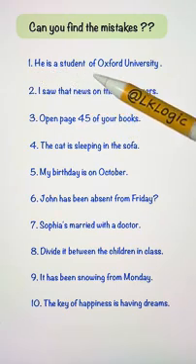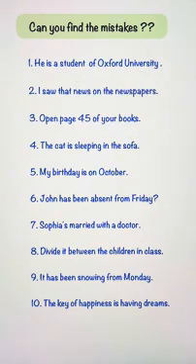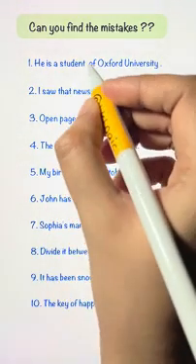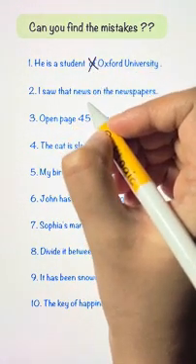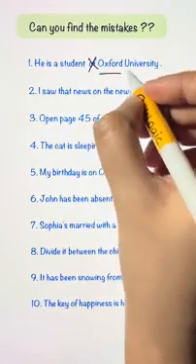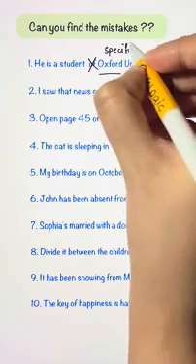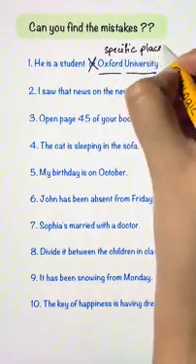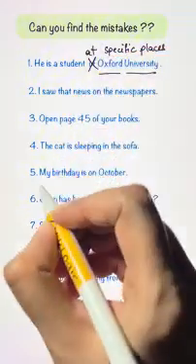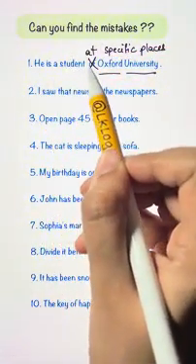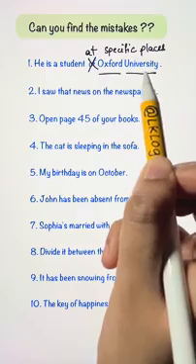He is a student of Oxford University. So what do you think? Why is the sentence wrong? So what's wrong here? He's a student of Oxford University. Now here we don't use of. You know why? Because here we have Oxford University. Whenever you mention specific places or buildings, we use at. Alright, he's a student at Oxford University. That's right.